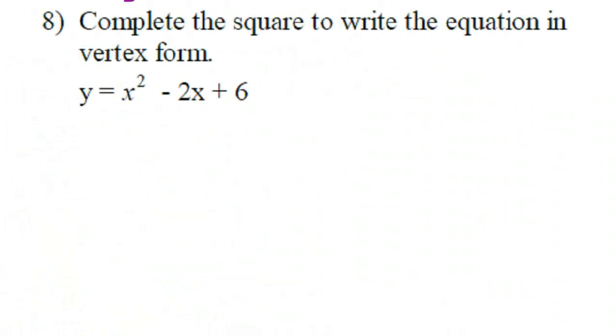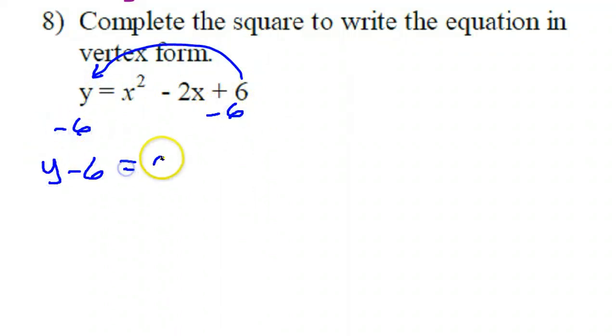Let's take a look at number 8. Alright, another easy one. Let's get that 6 out of there. Subtract 6 from both sides. So we have y minus 6 equals x squared minus 2x. So let's do our half of the middle squared. Half of 2 is 1. 1 squared is still 1. So just go ahead and add 1 to both sides.